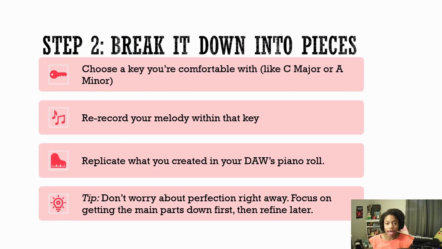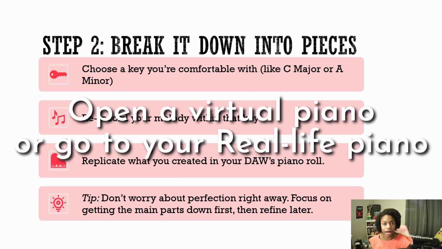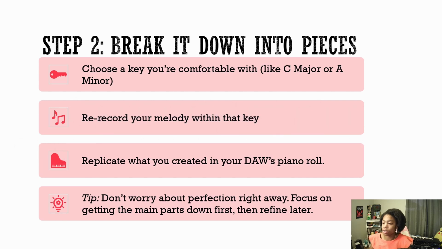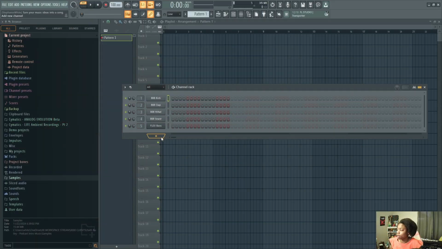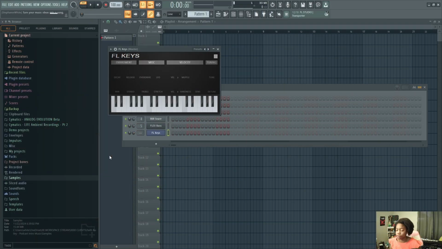So let's say that I only know the keys of C major and A minor from my studies. Well, if my musical idea is not in the key that I know, we're going to have to switch it up. And here's an easy way to do this. Now, you can open either a virtual keyboard, or if you have one at home, you can go ahead and use that. But what I'm going to do is open FL Studio, and then I'm just going to open a plugin. I'll just use the FL Keys plugin.